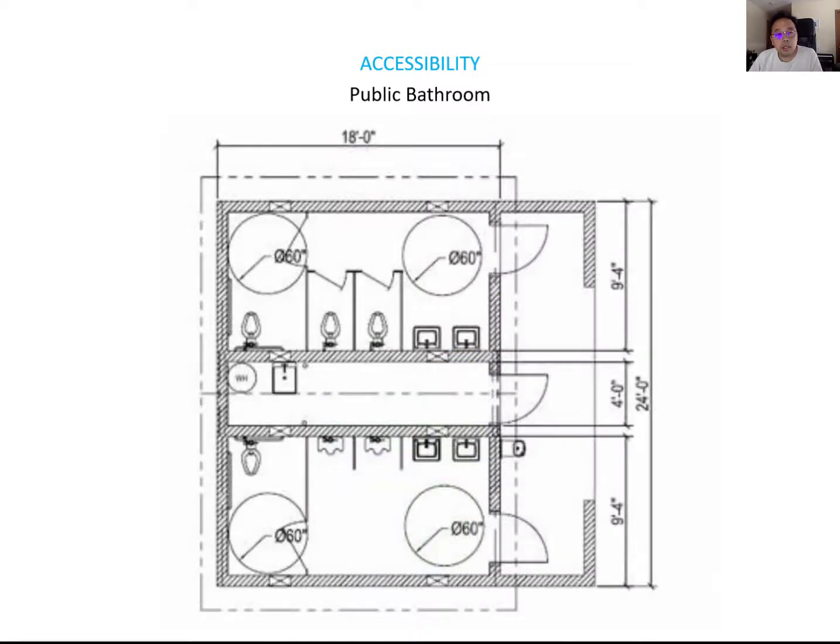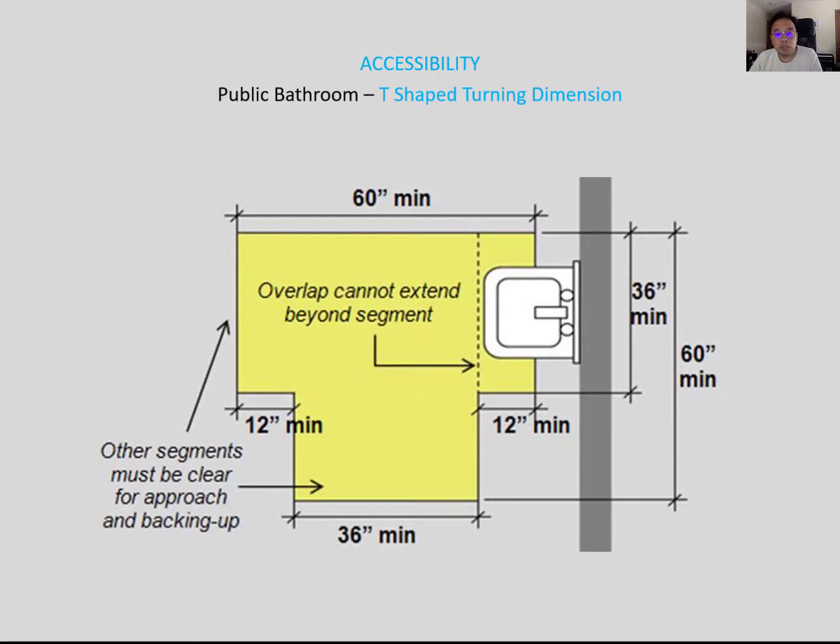Okay. And also you can see more examples here. First, you have to provide a 60-inch turning radius. Even though this is one chamber, the wheelchair accessible toilet, you also provide another 60-inch turning radius. And if 60 inches doesn't work, you also consider the T-shaped turning dimension. We already discussed that.